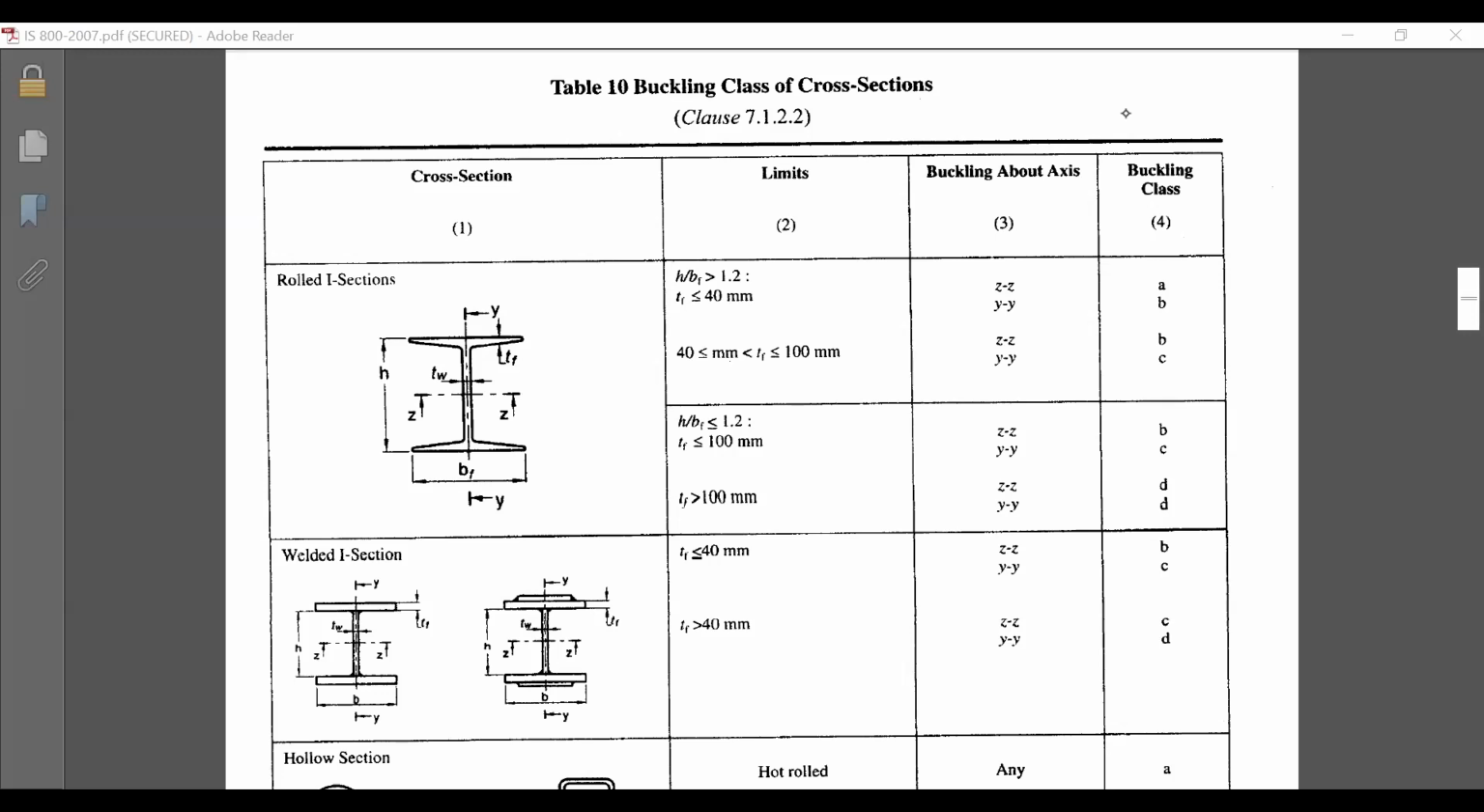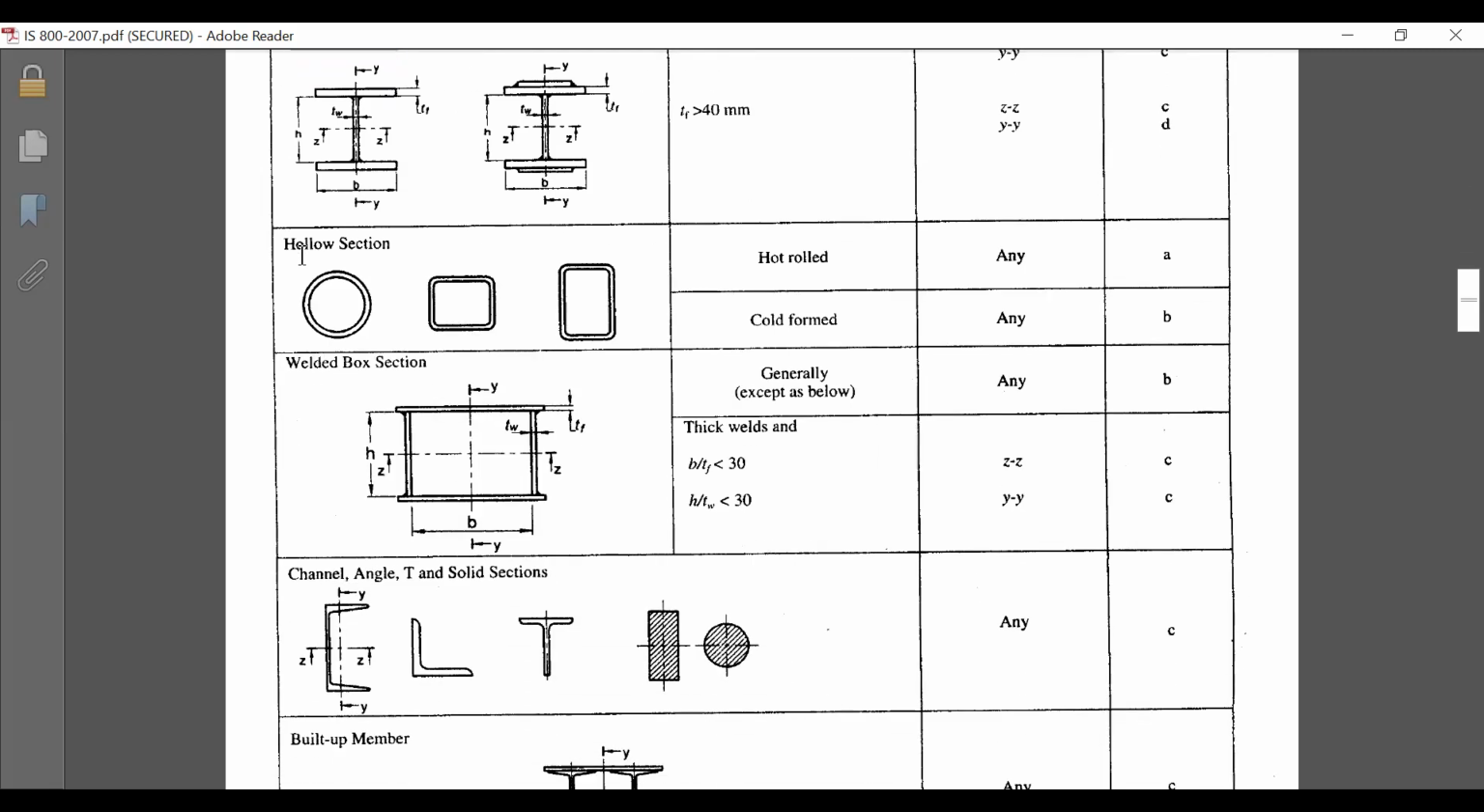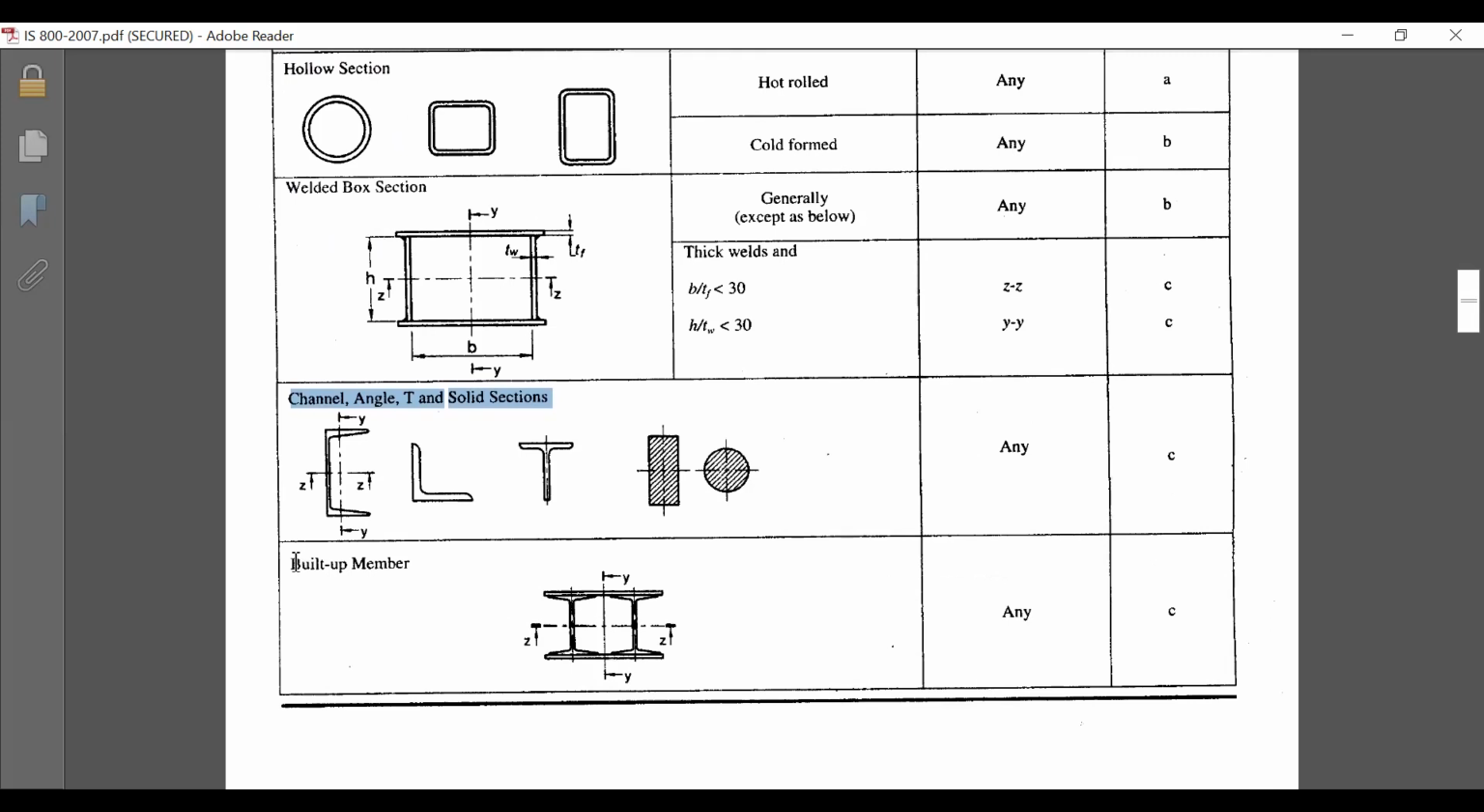Here you can see table 10, which talks about the buckling class of cross sections. The table gives the cross section, its limits, and the buckling class about which axis. We have two axes, the ZZ axis and the YY axis. Remember, the ZZ axis is also called the XX axis. If you observe this table, you have the buckling classes for different cross sections: the first is rolled steel I sections, the second is welded I sections, the third is hollow sections, the fourth is welded box sections, then channel sections, angle sections, T sections and solid sections, and the last one is for built up sections.